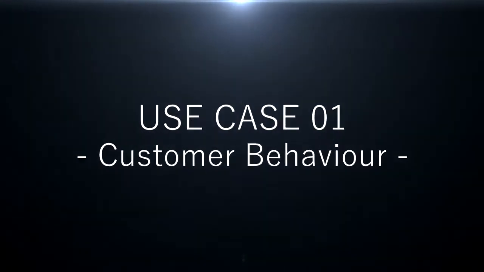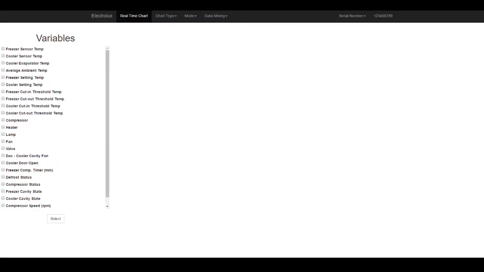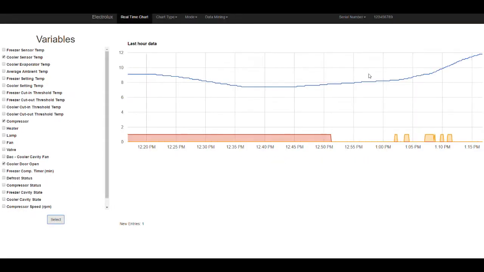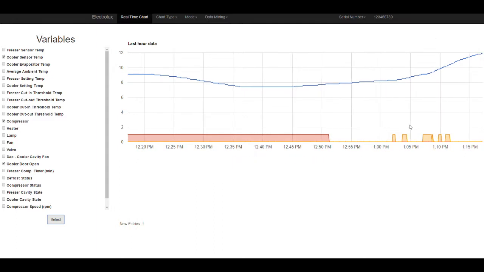In the Electrolux business case, a fridge was used and there were two separate use cases: the customer behavior analysis, where the goal was to model the behavior of a consumer based on their daily routine. This was modeled through the analysis of the door sensor, which was opened and closed several times during the course of the simulation.